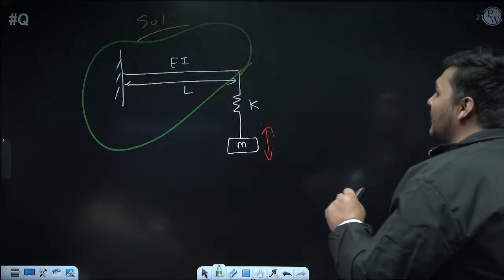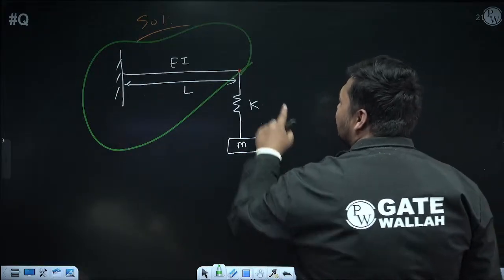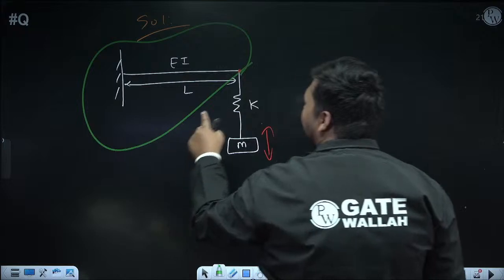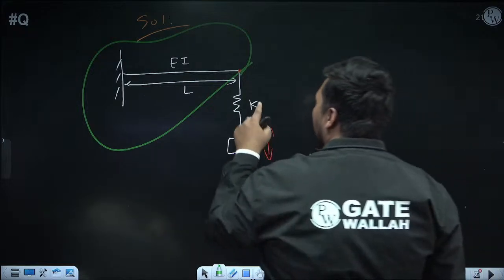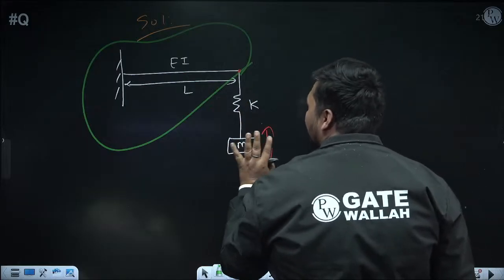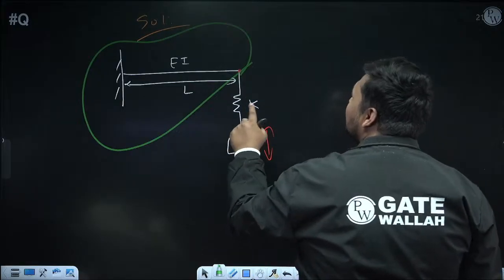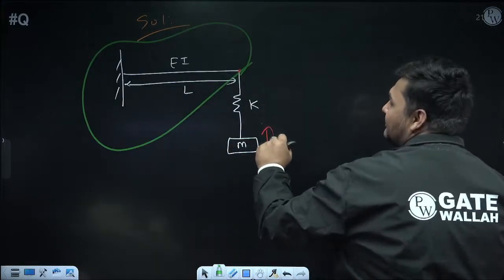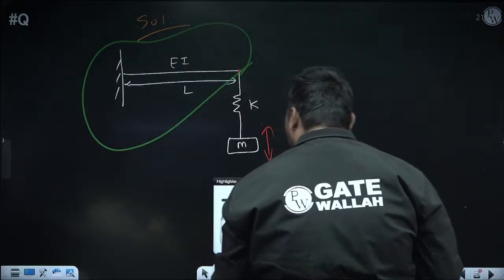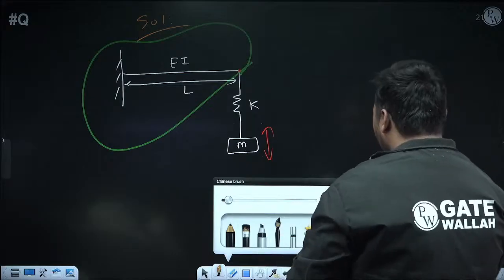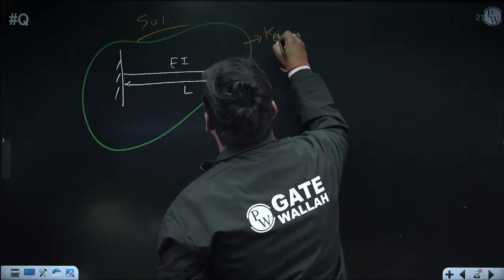So instead of calculating the equivalent stiffness of the entire structure, first we will calculate the stiffness of this part. Again repeating, in this type of case, the springs which are directly attached to the mass, right now don't consider those springs. Apart from this spring, consider the other system, which is this part. First we'll calculate the equivalent stiffness of this part. Suppose the equivalent stiffness of this part is Ke dash.